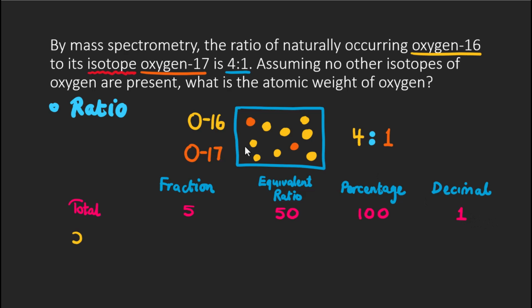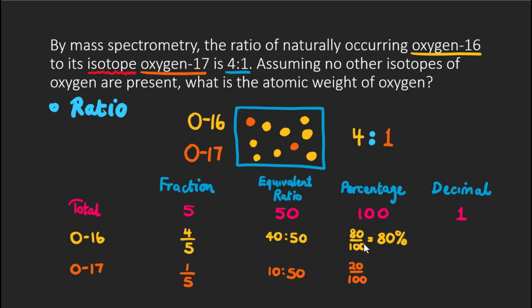Therefore, for both isotopes, oxygen-16 and oxygen-17, for the fraction, we have 4 out of 5 items for oxygen-16, and 1 out of 5 for oxygen-17. For the equivalent ratio, we have both fractions multiplied by 10, both the numerator and the denominator, and that gives us 40 out of 50, while for the other one we have 10 out of 50. For the percentage, we have both fractions, numerator and denominator, multiplied by 20, and finally for the decimal, the numerator is divided by the denominator to give us our value for the decimal.